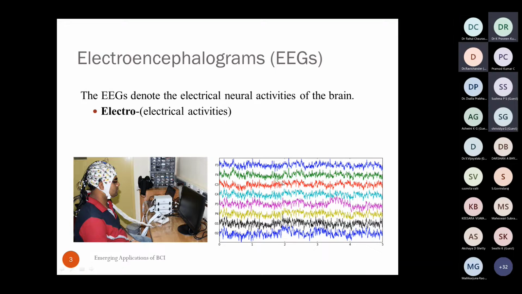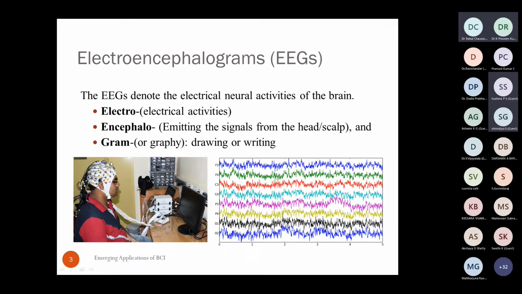So it stands for three words. You might have heard the word ECG, very common, electrocardiography. It is basically the capturing of heartbeats. Then there is electromyography, your muscle signals, and electrooculography, your eye movement. Similarly, electro is basically electrical activity. Encephalo means emitting signals from the head or from the scalp, and graphy or gram is drawing or writing or studying. It can be electroencephalography or electroencephalograms.